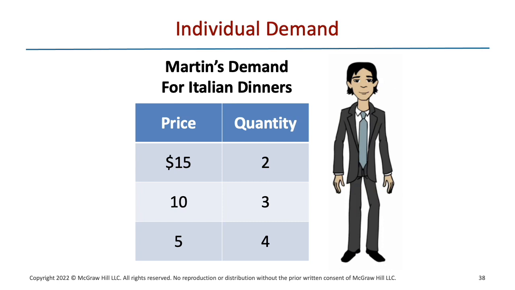And then we have another person's demand schedule. His demand schedule states that at $15, he's buying 2. At 10, he's buying 3. And at 5, he's buying 4.